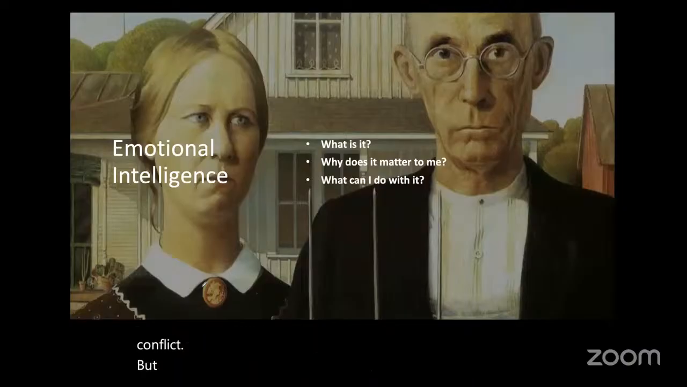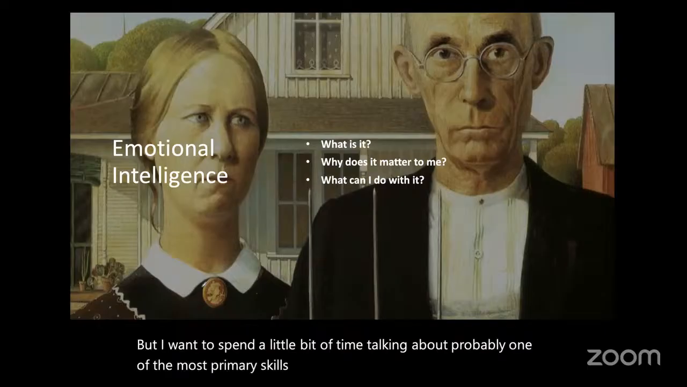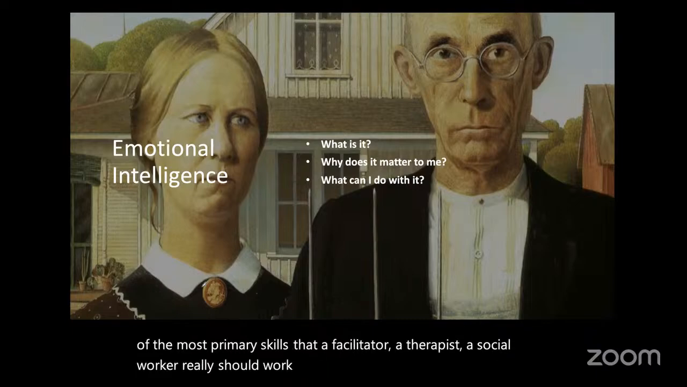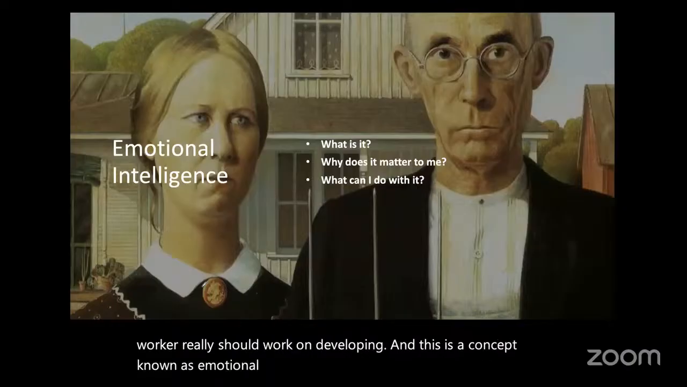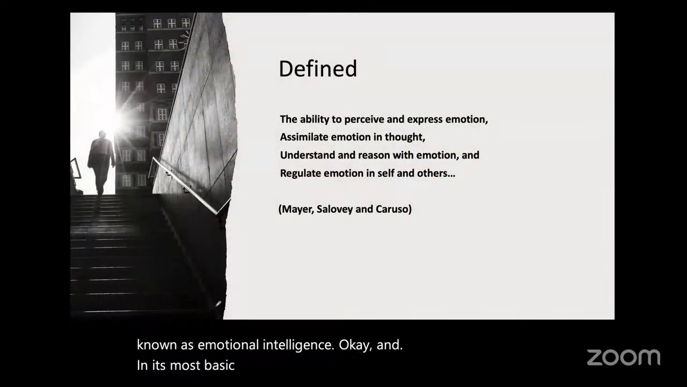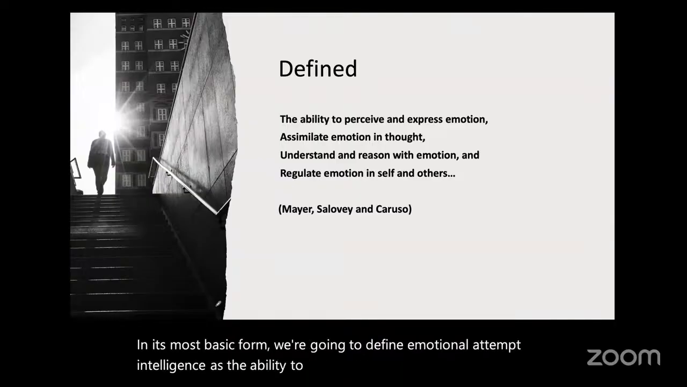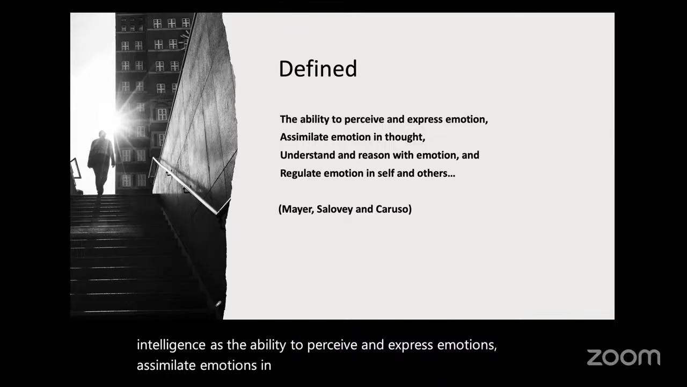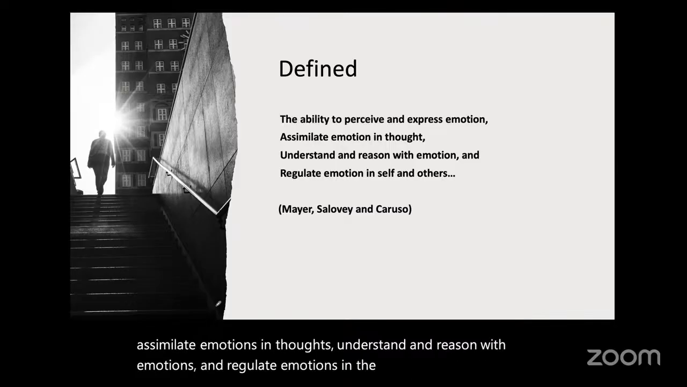But I want to spend a little bit of time talking about probably one of the most primary skills that a facilitator, a therapist, a social worker really should work on developing. And this is a concept known as emotional intelligence. In its most basic form, we're going to define emotional intelligence as the ability to perceive and express emotions, assimilate emotions in thoughts, understand and reason with emotions, and regulate emotions in the self and with others.